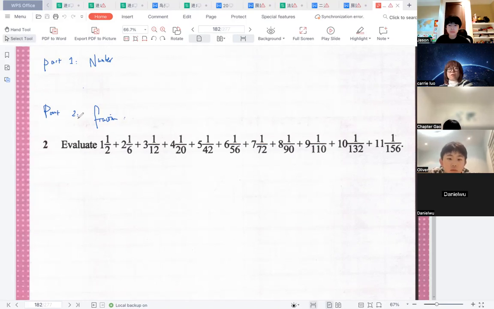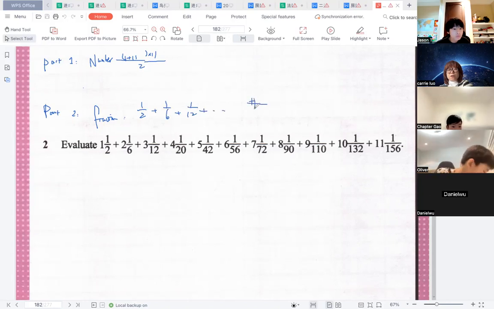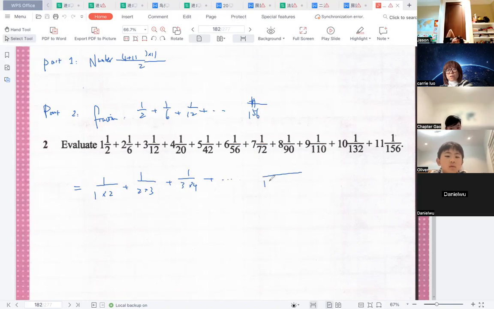Okay, so the number part, Oliver, we have 1 plus all the way to 11, right? Get it, Jason? Get it, Oliver? Get it, Daniel, right? So the fraction part is basically 1/2 plus 1/6 plus 1/12 plus all the way to 1/156, right? So 1/2 equals what? 1 times 2, plus 2 times 3, plus 3 times 4, plus all the way to 11 times 12 and 12 times 13.